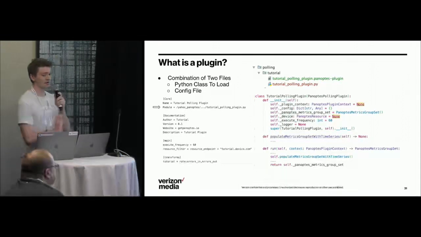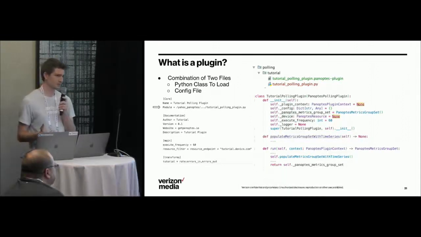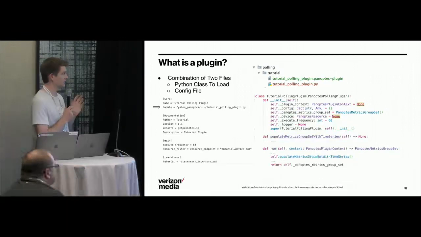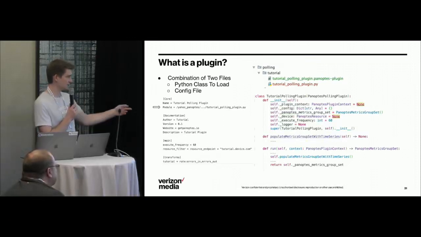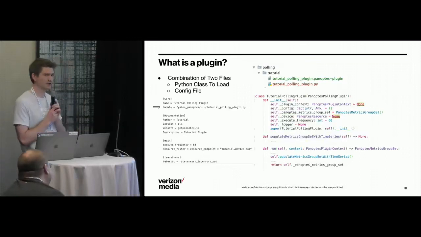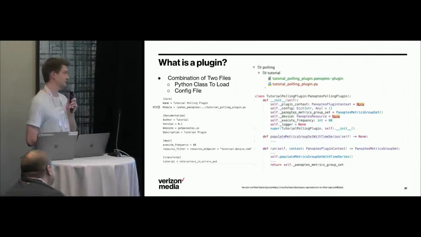So we have this plugin. It does something. There's code in it. But how often do we want it to run? Within the plugin config file, you can make these specifications here. Right now, the execution frequency for this plugin is 60 seconds. So this plugin will be run by Panoptes every 60 seconds.